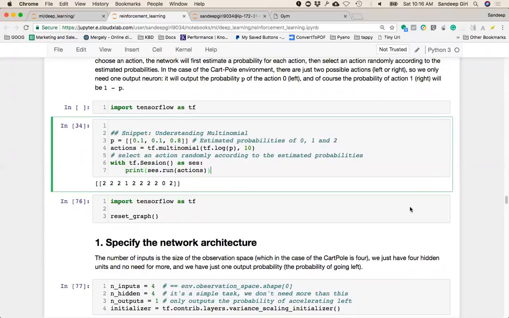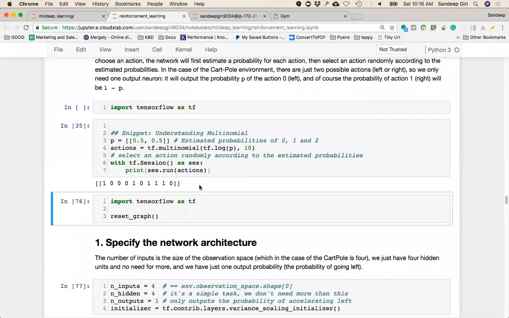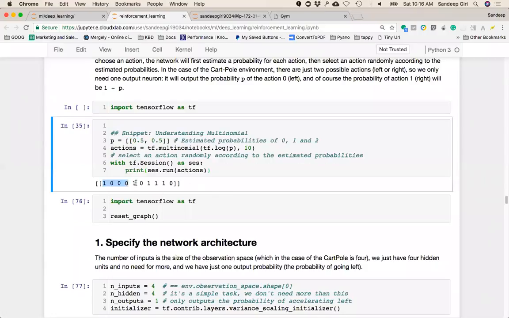Does it make sense? I know that it could be a little tricky to get. Let's say there are two possible outcomes. We are tossing a coin. It could be head or tail, 0 or 1. If you want them equal, then we say 0.5, 0.5. That means give me 0 and 1 both with equal probability. Then we call the multinomial with tf.log of p and so on, and we ask it to do the coin toss 10 times. So it is almost equal probabilities.